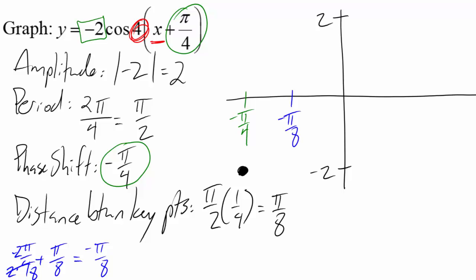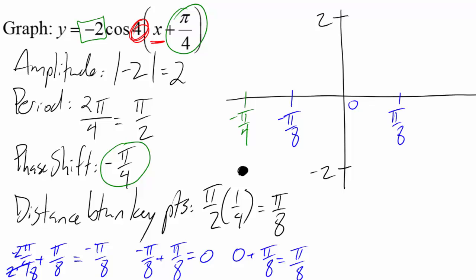And so now we take that negative pi over 8, add another distance between key points of pi over 8 to get our next key point at 0. And we're going to repeat this 2 more times. So we take our 0 and we add pi over 8 to that to get, what a surprise, pi over 8 for our next key point, and then we take our pi over 8, add another pi over 8 to get 2 pi over 8s. Now, I know this will reduce down to pi over 4, but I'm going to leave this as is.